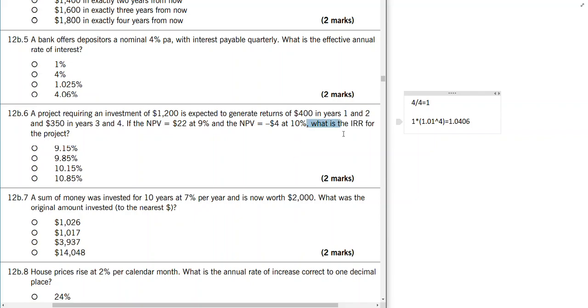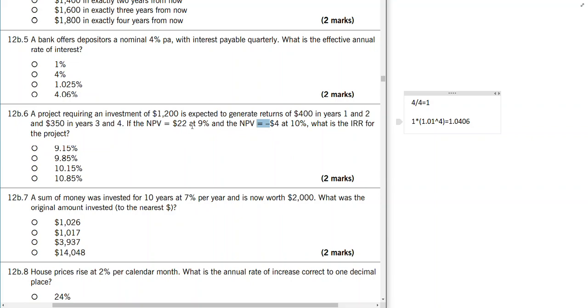What is the IRR for this project? A project requiring investment of 1200 is expected to generate return of 400 in year 1 and year 2, 350 in year 3 and 4. If NPV at 9% is 22, at 10% is minus 4, what is IRR?